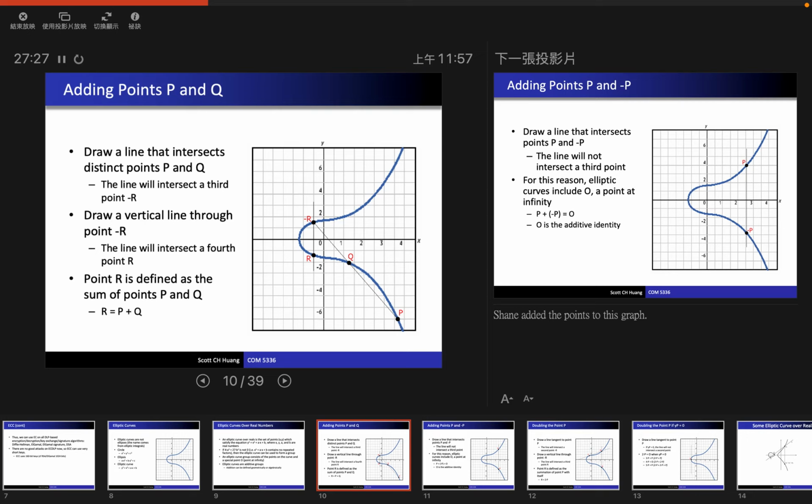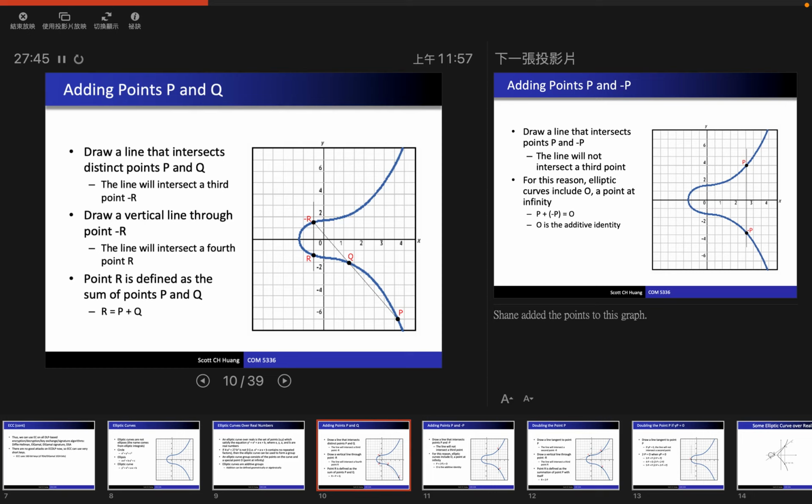Well, if that happens, then the imaginary points will be used. So we think they actually intersect at infinity. You have to use your imagination in this case. So in that case, we directly define their sum, the operation, to be the point at infinity.